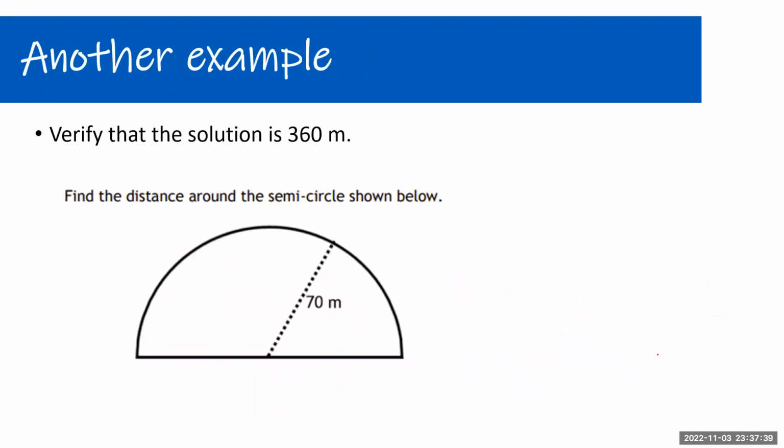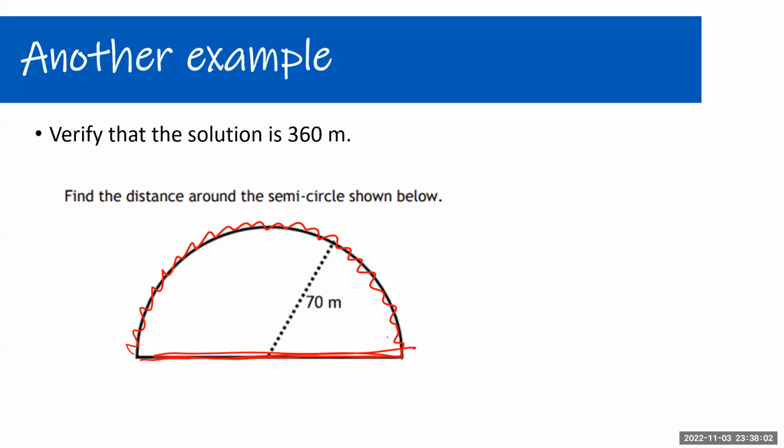Okay, let's try this one. Go ahead and pause and do it on your own. We want to verify that our solution is 360 meters. So we want to find the distance around the semicircle shown below. So that means that we need to count this piece right here. And we also need to count this piece right here.